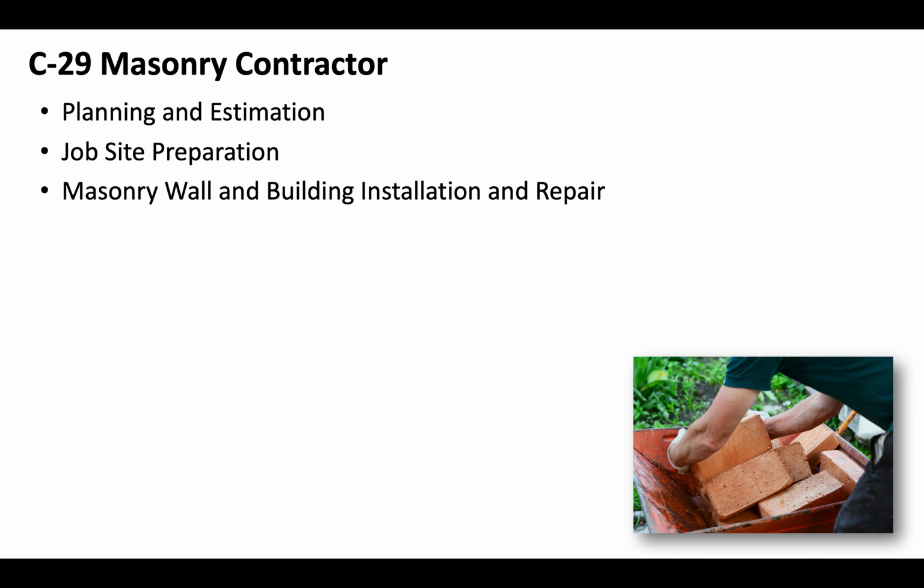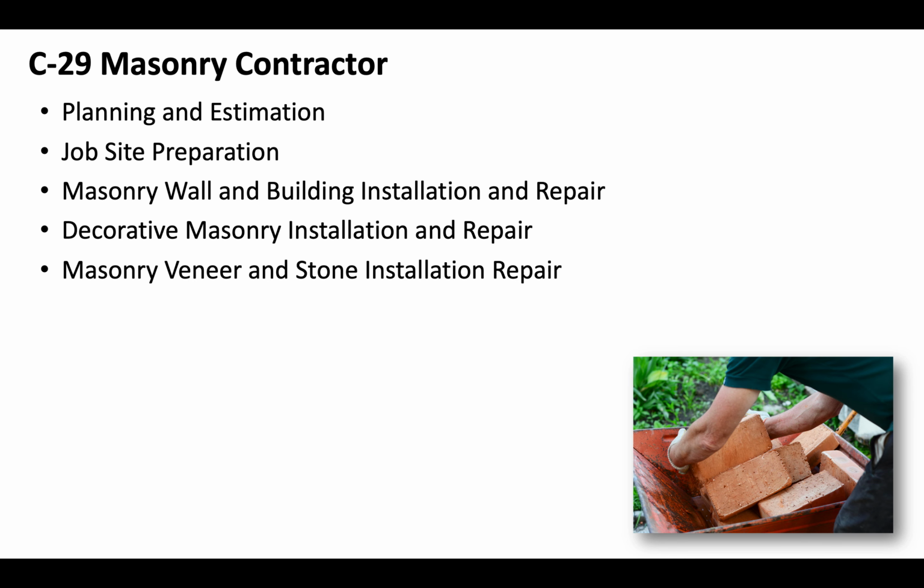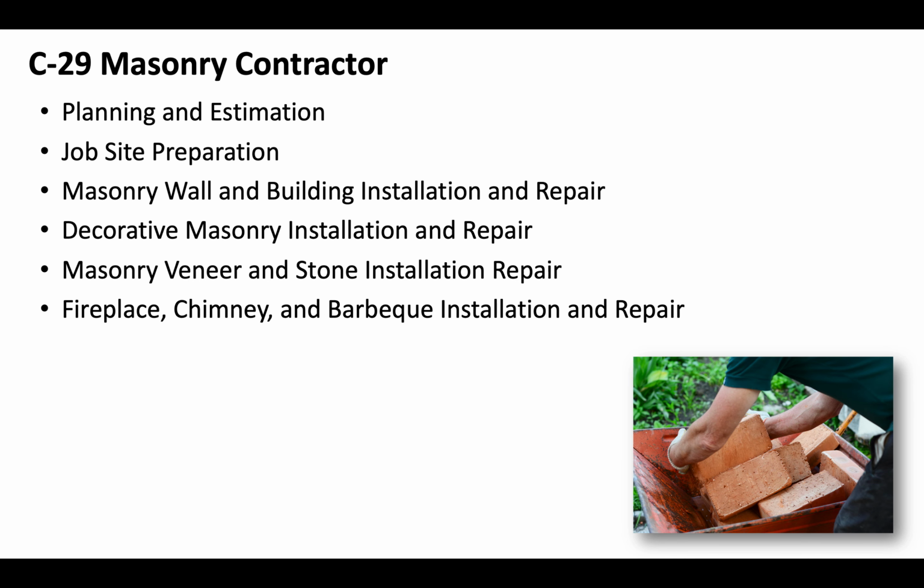Now, the C-29 Masonry Contractor license exam is going to be broken up into 7 sections, including planning and estimation, job site preparation, masonry wall and building installation and repair, decorative masonry installation and repair, masonry veneer and stone installation and repair, fireplace, chimney, and barbecue installation and repair, and then there'll be a section on safety.